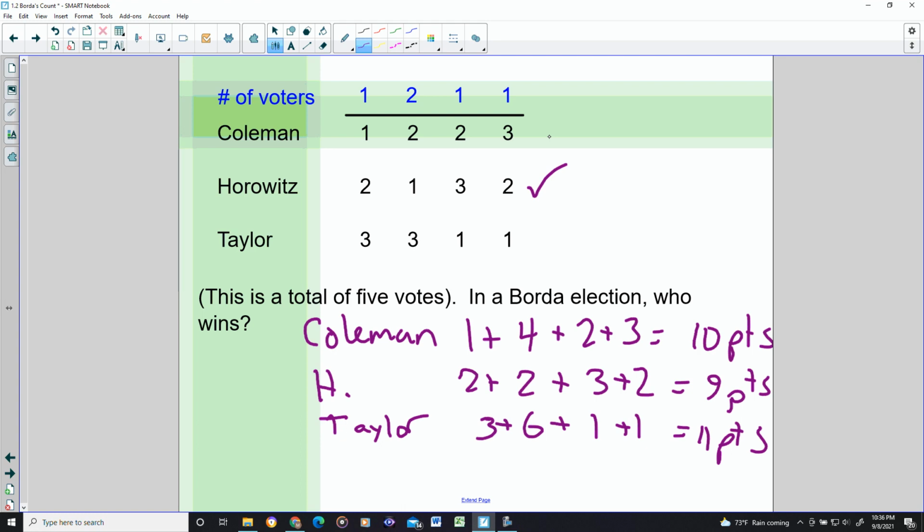Now, an interesting situation here is, again, take a look at this data very carefully. All right, and let's look at the beginning. In a plurality vote, who would win? Nobody. Taylor would have 2 votes. Horowitz would have 2. Coleman would have 1. There'd be a tie. When there's a tie, they would go to a runoff. And in the runoff, Coleman would be eliminated.